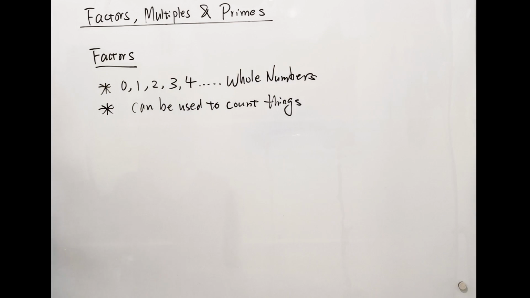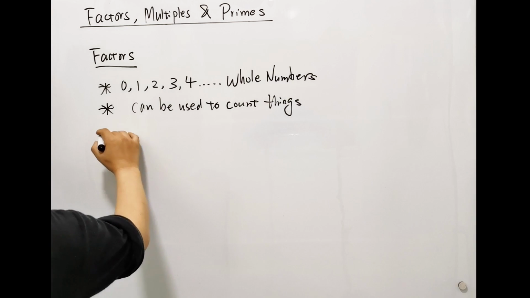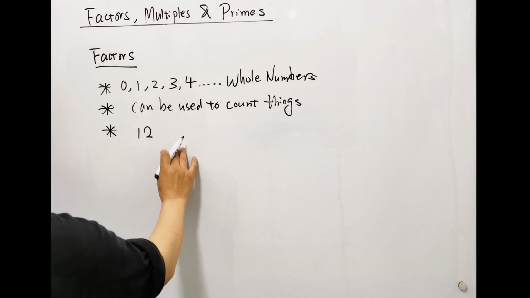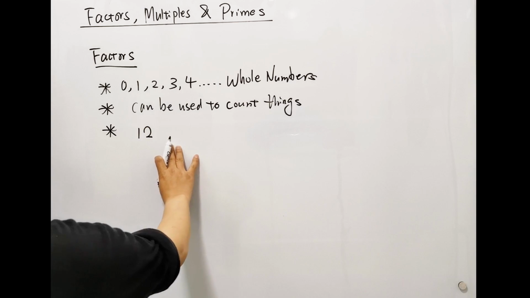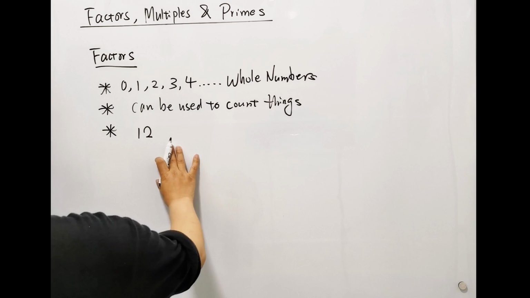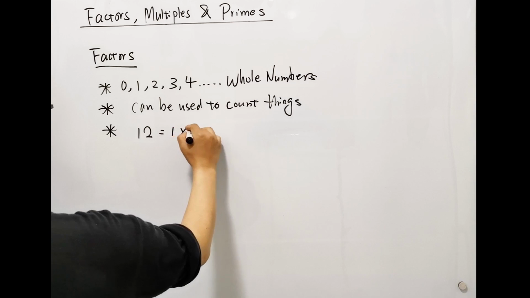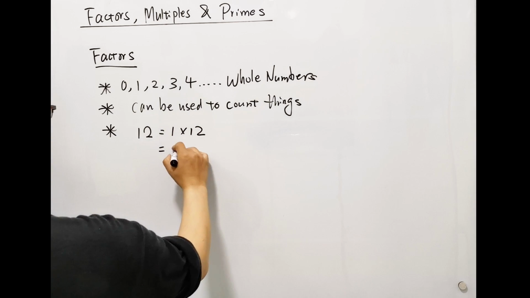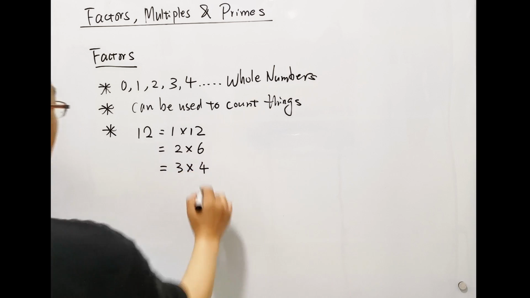A whole number greater than 1 can be written as a product of two whole numbers. What does that mean? For example, take 12. 12 is a whole number, and it can be written as the product of two whole numbers: 1 times 12, also 2 times 6, also 3 times 4, right?